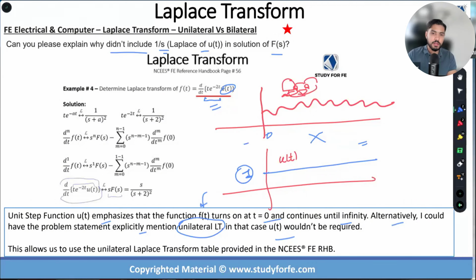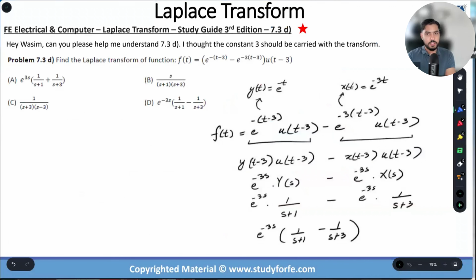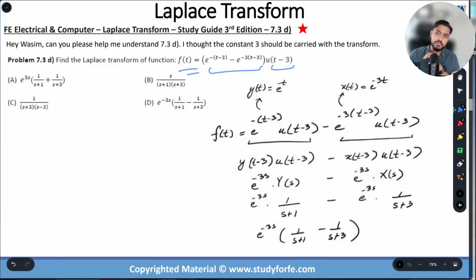All right. The next question I received from a student has to do with the study guide 3rd edition, 7.3D. Hey Wasim, can you please help me understand 7.3D? I thought that the constant 3 should be carried with the transform. This is the question. This is the function that we have: f of t is equal to this multiplied by u of t minus 3. The student also sent me her work, but I think it was not important to include it here. It was just a picture.